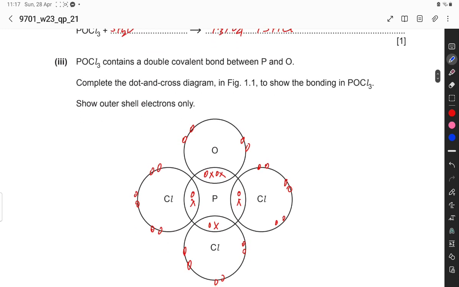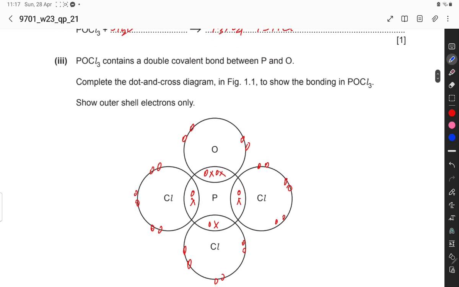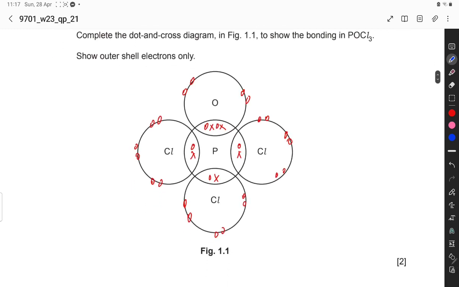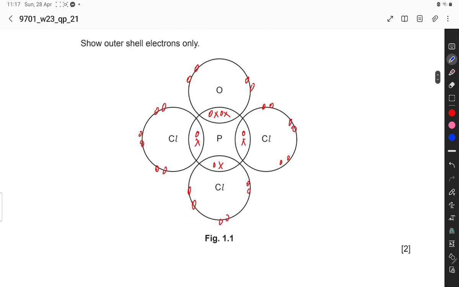POCl3 contains a double covalent bond. So this is the interaction between P and oxygen, a double covalent bond between P and oxygen. Complete the dot and cross diagram to show the bonding in POCl3. Show outer shell electrons only.